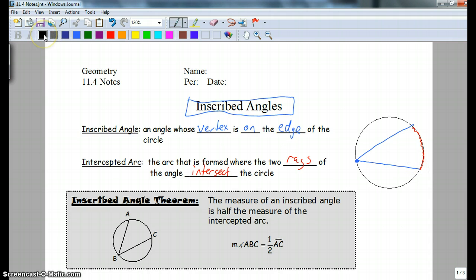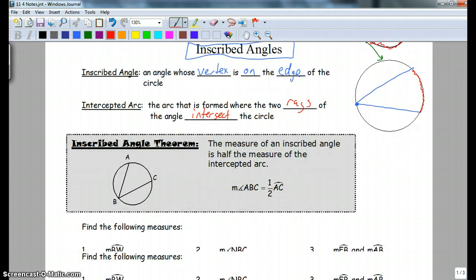There's also another way that an inscribed angle can look. Go ahead and draw another circle, and we're going to put the vertex on the circle again. But one of the rays is going to be secant to the circle, goes through it, and the other ray is going to be tangent to the circle. So we have a secant tangent as opposed to two secants as we did here. But with a secant tangent, the vertex is still on the circle, and this is the intercepted arc.